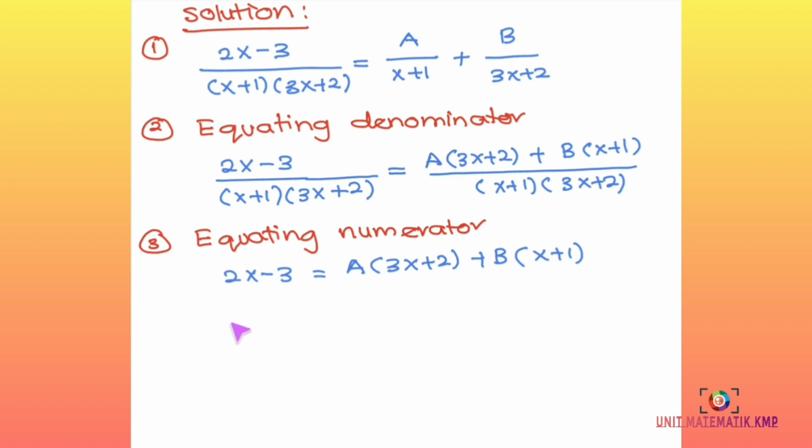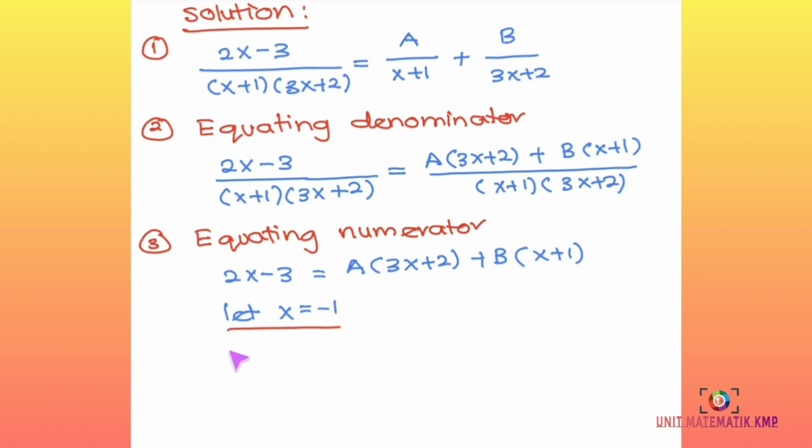Let's say we use the substitution method. Let's say x equal to negative 1. Why do I choose x equal to negative 1? Because when we substitute x equal to negative 1, negative 1 plus 1 is 0, so 0 times B is 0, so we can find the value of A.